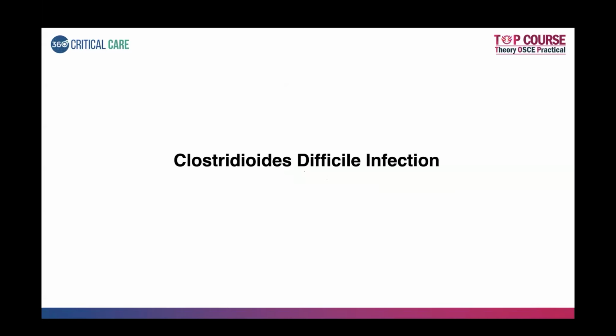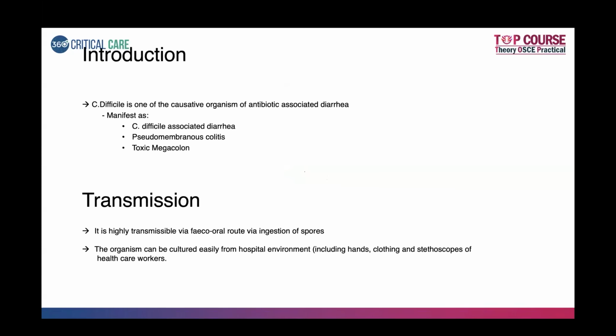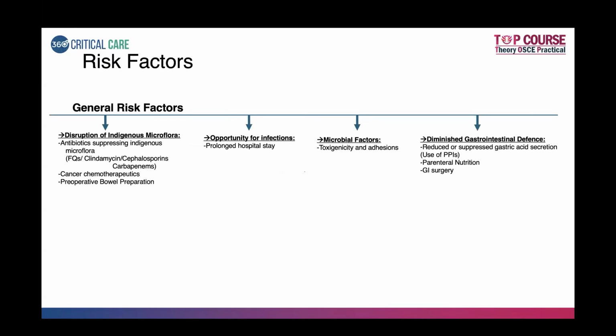So next, coming to the very important topic, that is C. difficile. C. difficile is one of the causative organisms of antibiotic-associated diarrhea. It can manifest as C. diff-associated diarrhea, pseudomembranous colitis, and toxic megacolon. It is highly transmissible via the fecal-oral route via ingestion of spores. The organisms can be cultured easily from the hospital environment, including hands, clothing, and stethoscopes of healthcare workers.